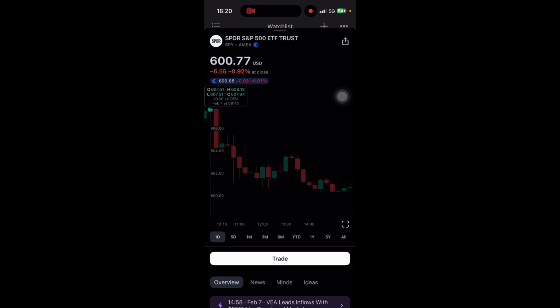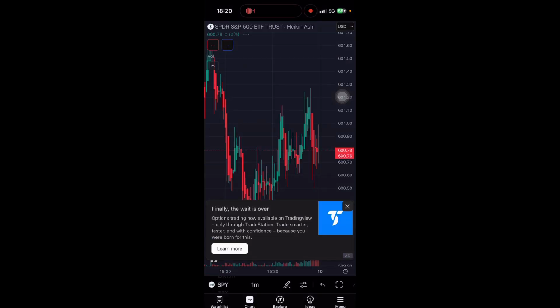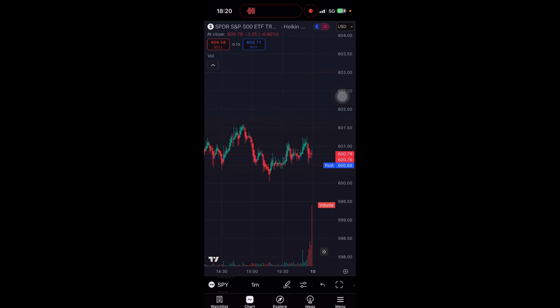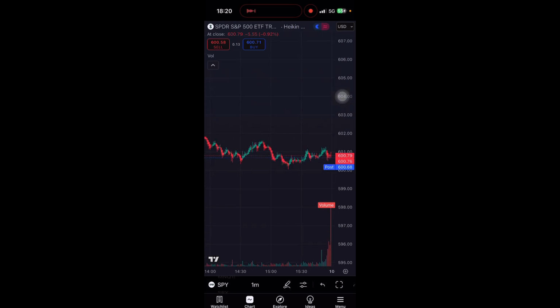We're going to go to the SPY, right? Top 500 companies in the United States of America. So you guys can either see the line chart or you can see the candles. So a red candle means that the price is going down. Whenever you see a red candle, you will look at it as bearish. Whenever you see a green candle, you will look at it as bullish.